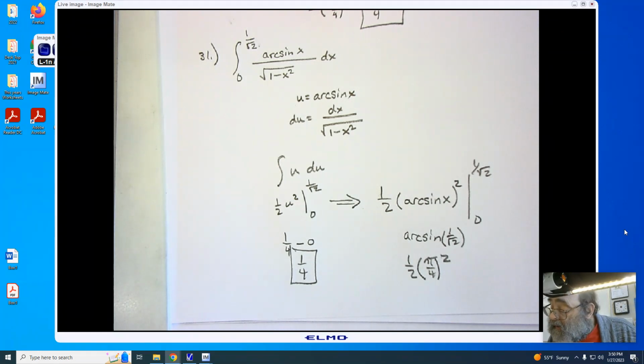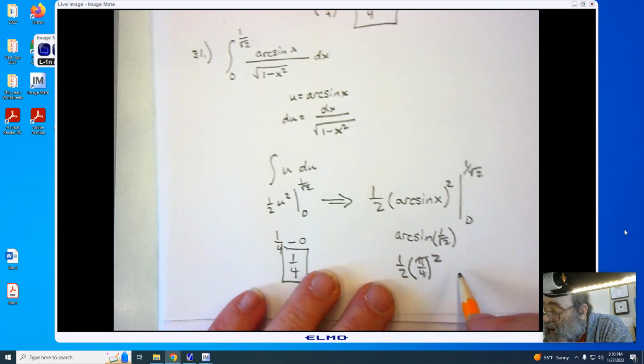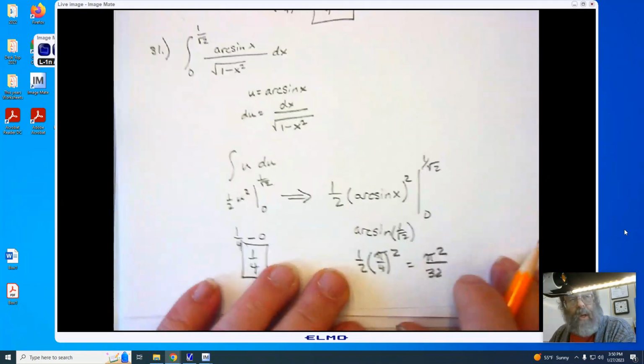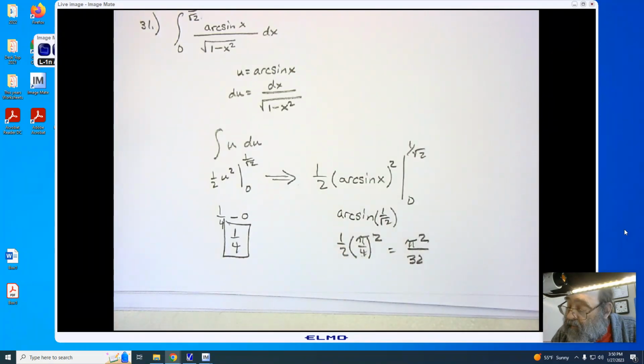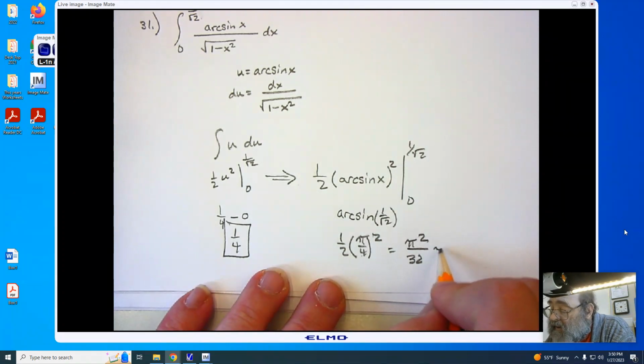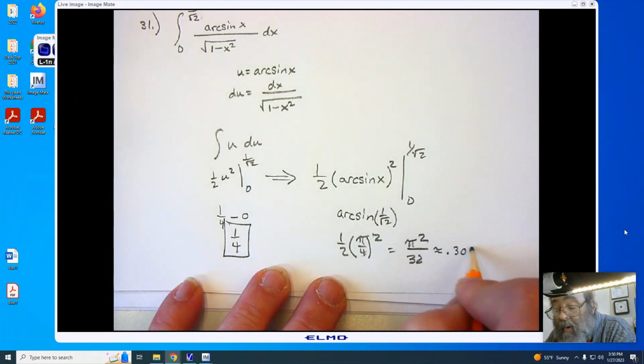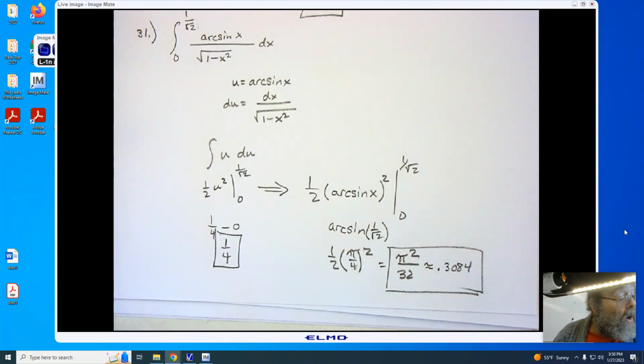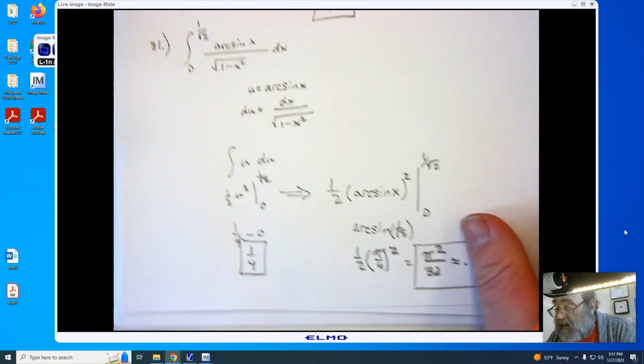Let's see. This is giving me pi squared over 16 times 2 is 32. And that's what I'm going to plug into my calculator to find my decimal. pi squared divided by 32. And I end up getting an answer that is approximately 0.3084. And there you go. Those are my answers for part two, finding the definite integrals.